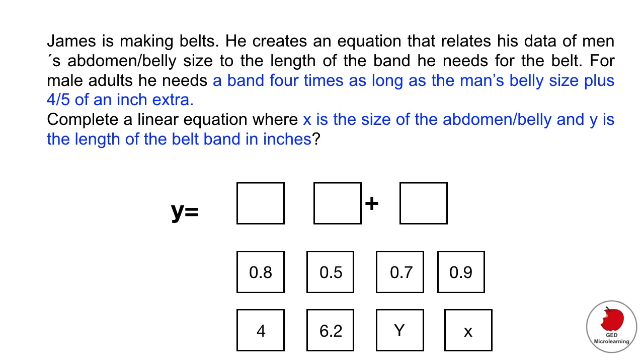All right, so this is another type of question that you will see, which is called drag and drop. So it says James is making belts. He creates an equation that relates his data of men's abdomen belly size to the length of the band he needs for the belt. For male adults, he needs a band 4 times as long as the man's belly, plus 4/5 of an inch extra. Complete a linear equation where x is the size of the abdomen belly and y is the length of the belt band in inches.